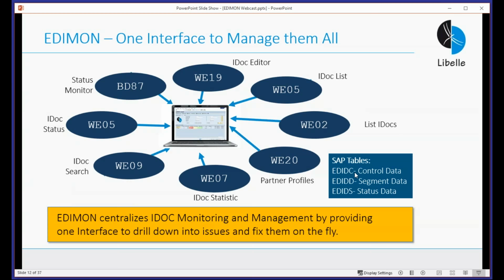So what we monitor and collect information from are the 3 EDIMON tables, which you see at the bottom right corner. SAP keeps all IDoc information in these 3 tables, and spreads the management across the different transactions. So what we try to do is provide this one transaction where we see all of the information centrally.